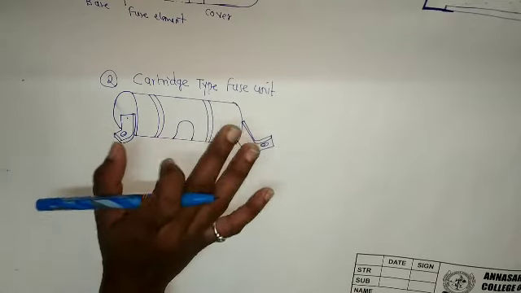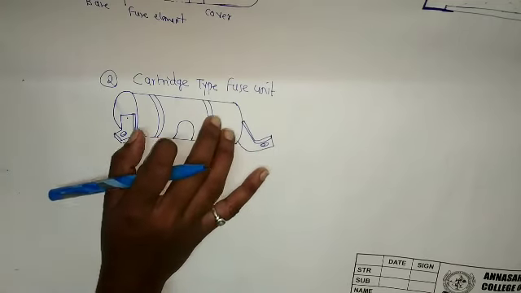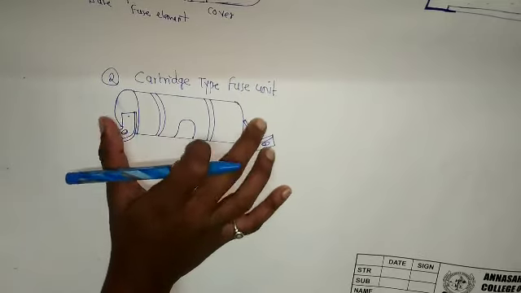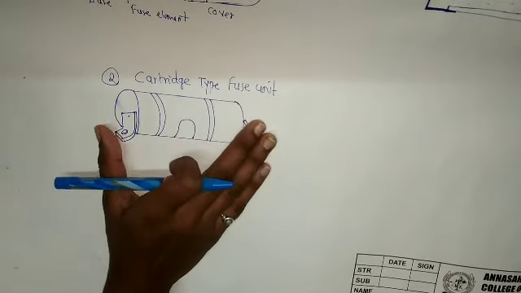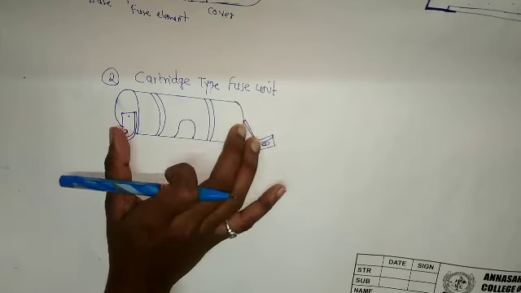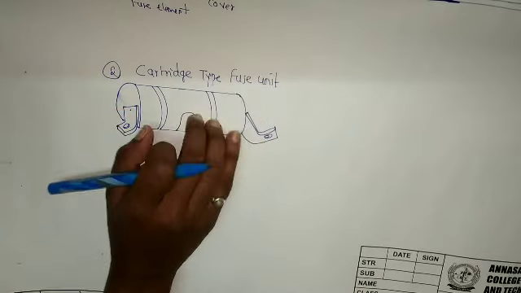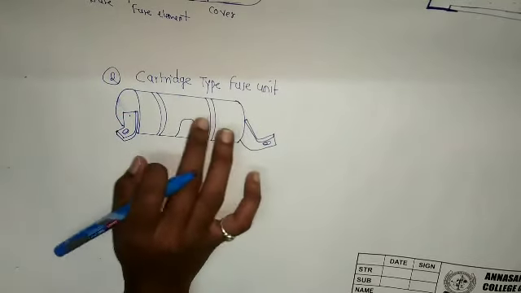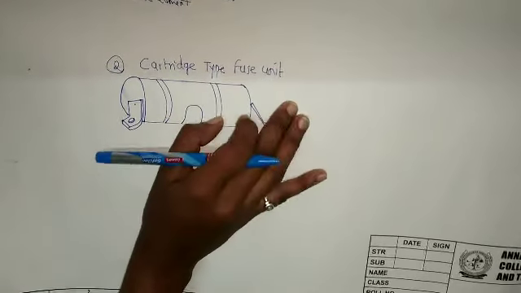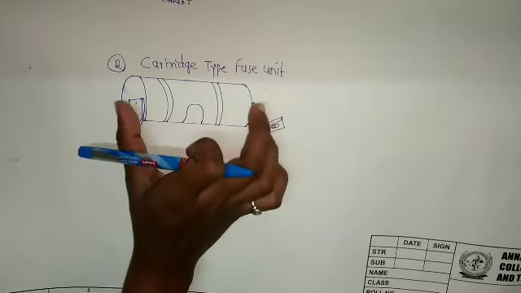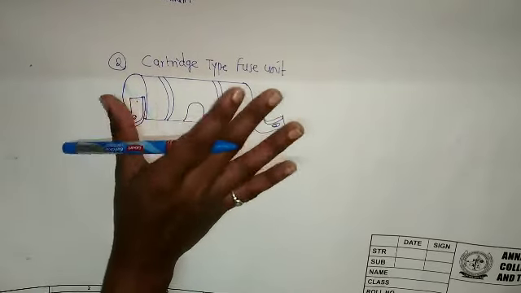It is completely enclosed. The fuse element is kept in a peculiar shape just like a bullet, known as a cartridge. So this is similar looking to a bullet, right? This fuse element, that is fuse wire, is kept inside this container, and this container is similar looking to a bullet. Everyone knows the bullet. So this is called a cartridge, right?